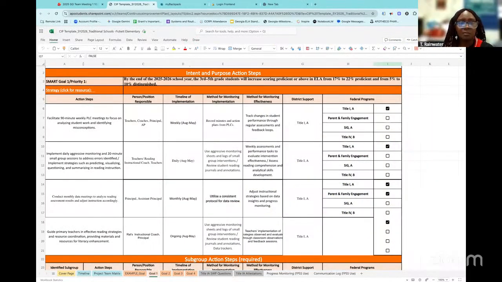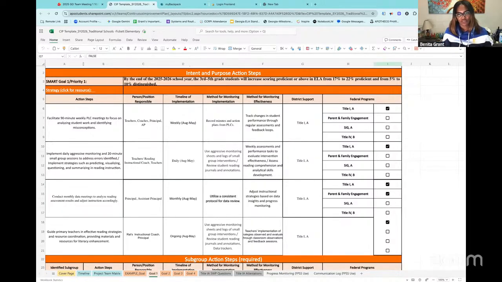Okay. So at the bottom of where it says intent and purpose action items, at the very top, that next cell that you see is the goal. That's our SMART goal. This is an ELA goal. The goal for this year is by the end of the 2025-2026 school year, 3rd through 5th grade students will increase scoring proficient or above in ELA from 17 to 22% proficient and from 5% to 10% distinguished. So again, we always use our data from that sitting year to create our goals.